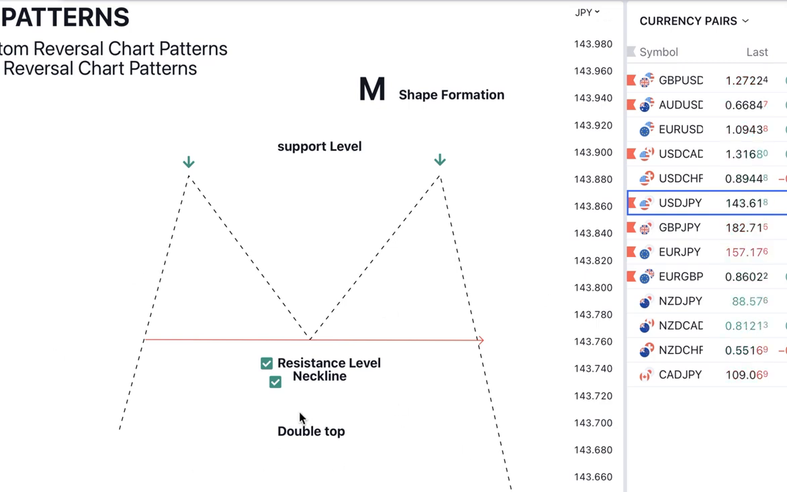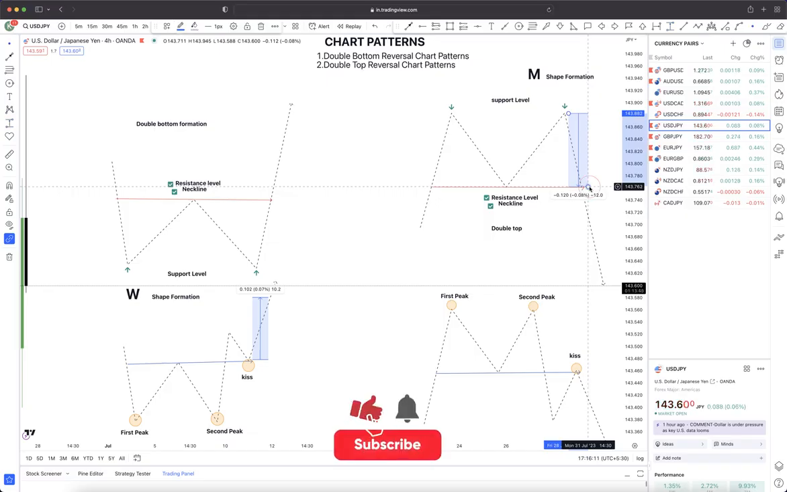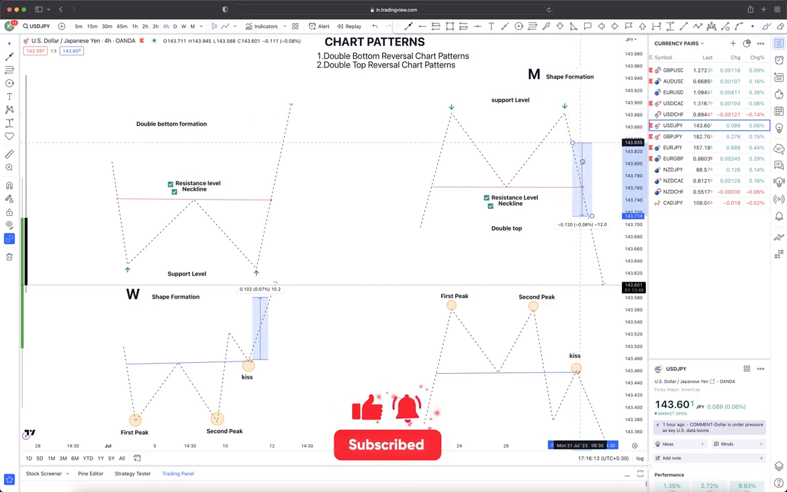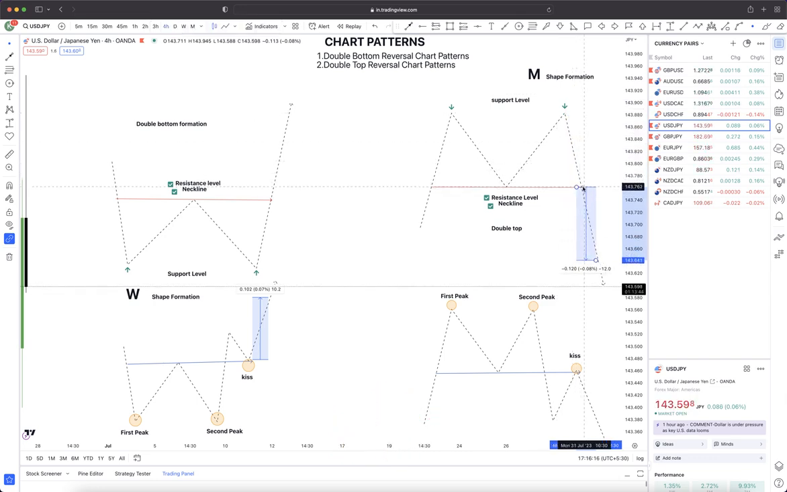With this type of pattern, you can take your profit at the previous low. When you measure from the second peak to the neckline, you measure that same distance from the neckline down to this point, and take your profit at that point. So that is how you take profit on the double top reversal pattern. When you are waiting for a pullback, it is the same thing.